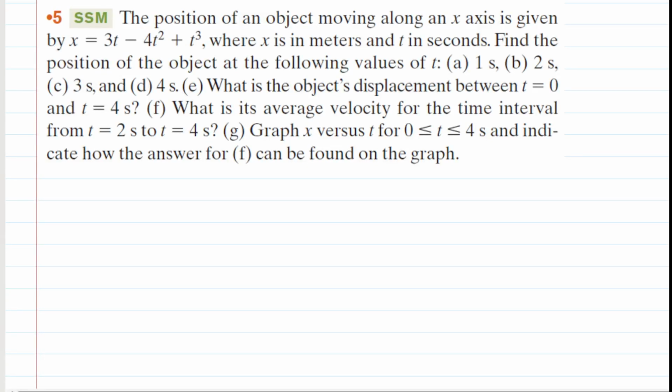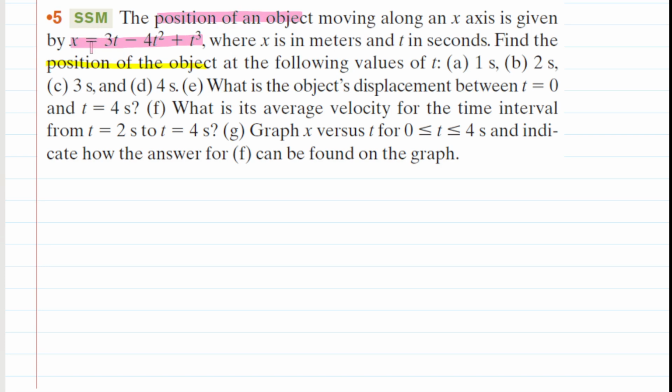Please take a moment to pause the video and reread the problem before listening on. In parts A, B, C, and D, we are asked to find the position of the object at 4 different times. But we are also told that the position of the object moving along the x-axis is given by this position equation. X would be the position along the x-axis, and t would be time.